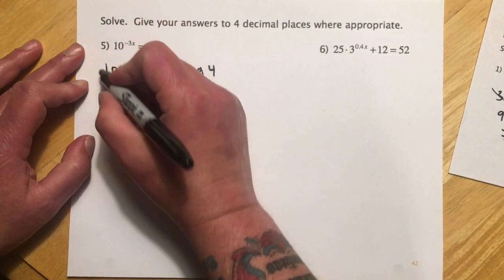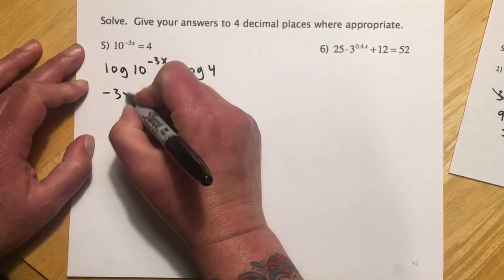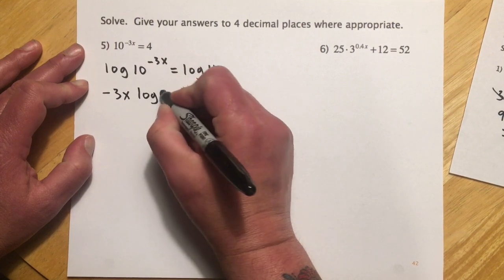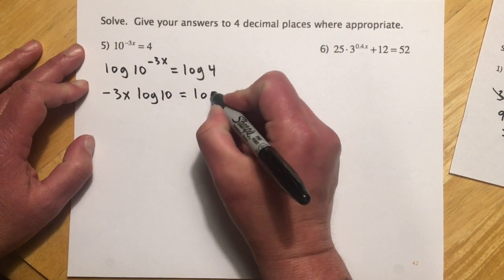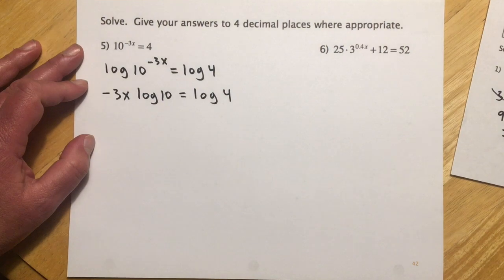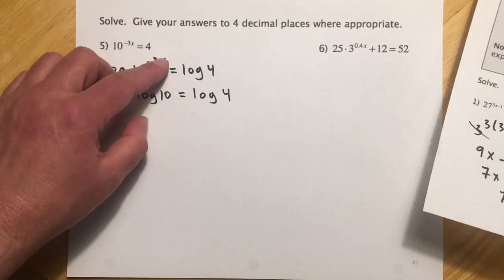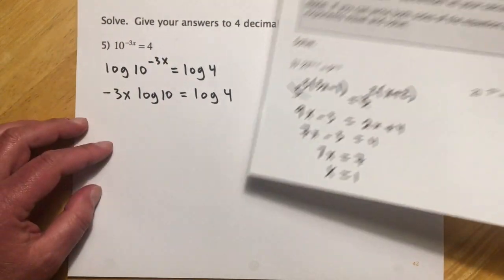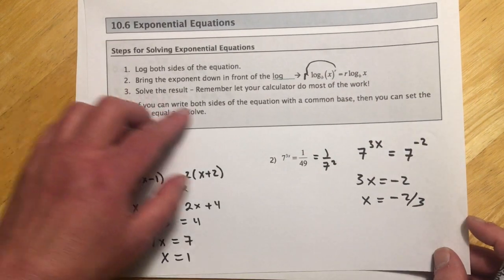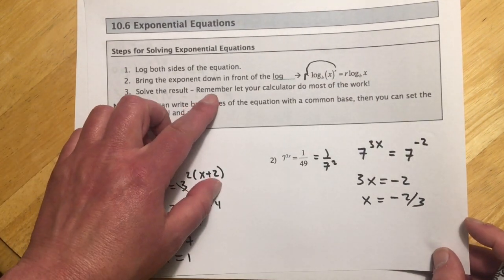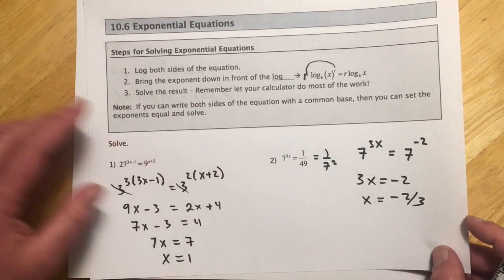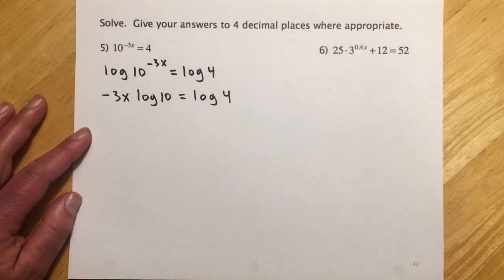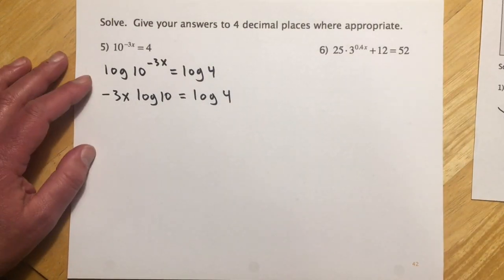So then negative 3x comes down here. And what that did was it got the x down out of the exponent where I can get at it now. And then step 3 is solve the result. And then remember to let your calculator do most of the work. I'll show you what that means in probably another example or two.